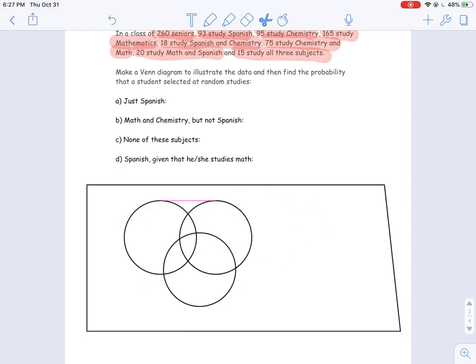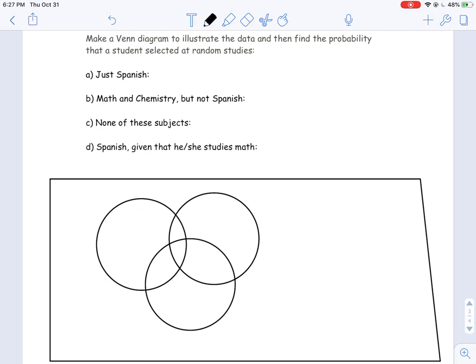And the key here is I want an intersection of all 3. I want an intersection of 2. And I should be in pretty good shape here. So I'm going to label one Spanish. The other one will be math. And this one will be chemistry.